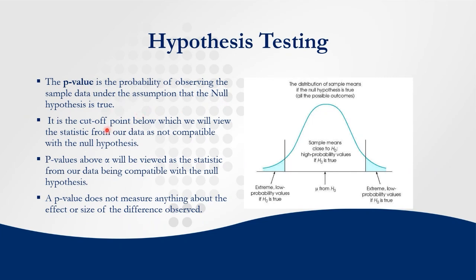You can see it also as a cutoff point below which we will view the statistic from our data as not compatible with the null hypothesis. So we're going to have data, and from the data, we're going to compute a statistic. And we want to see if this statistic is compatible with our null hypothesis.